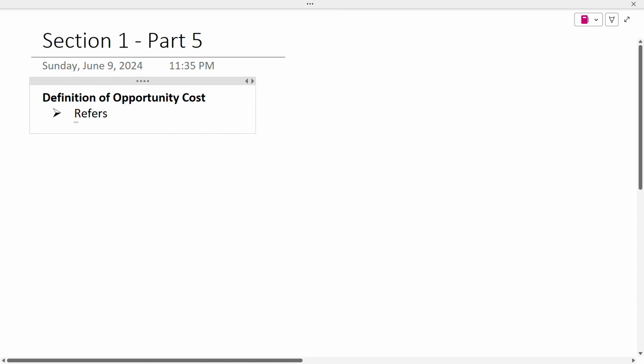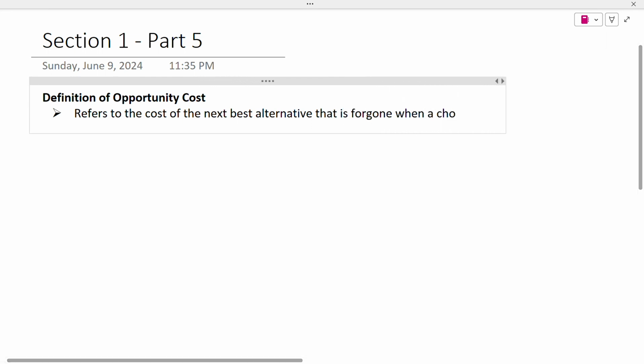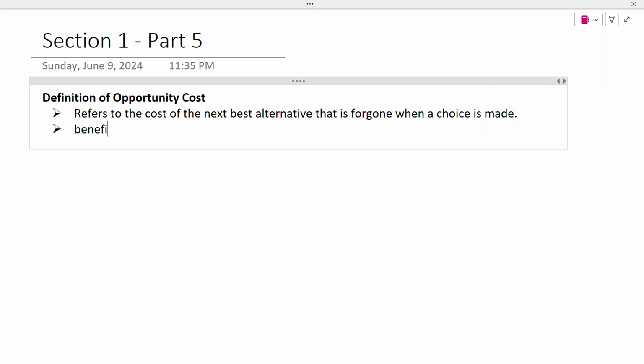Opportunity cost refers to the cost of the next best alternative that is foregone when a choice is made. In simpler terms, it basically represents the benefit foregone when you make a choice, right? Because when individuals, businesses, and the government make a choice, they forego the benefit of what they could have done otherwise. It means what you miss out on if you could have chosen another option. So that is what is represented by opportunity cost.